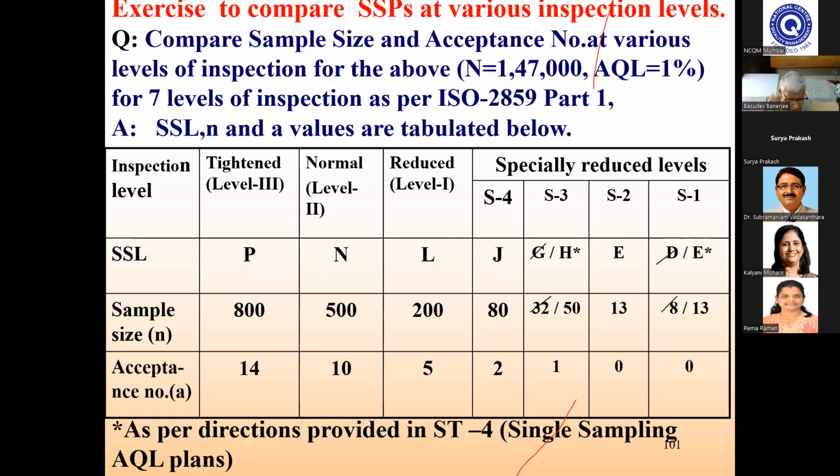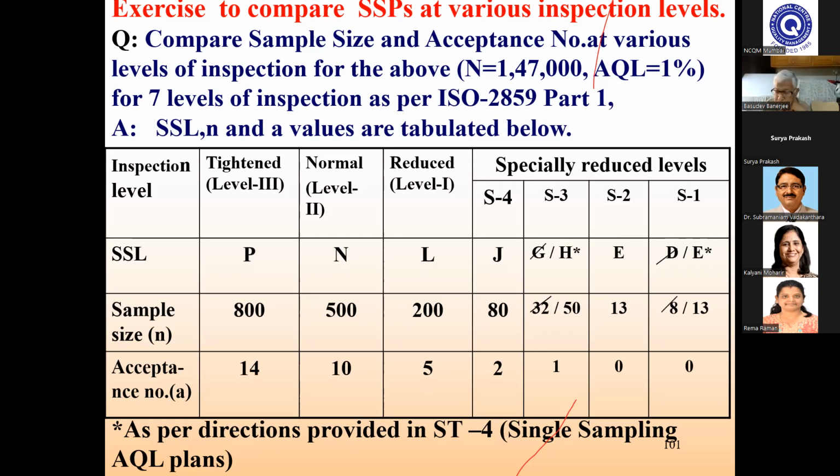Now go to the next level, S2. What is the sample size letter? S2 is E, sample size 13. E for England. And 13 is the sample size. And the acceptance number? It is not given actually, because it is 0, 0, 0, 0, 0.